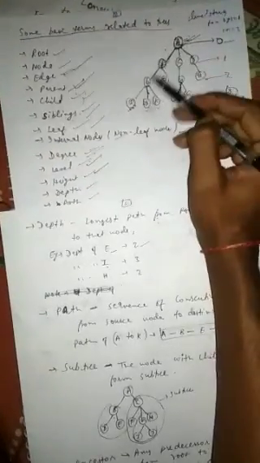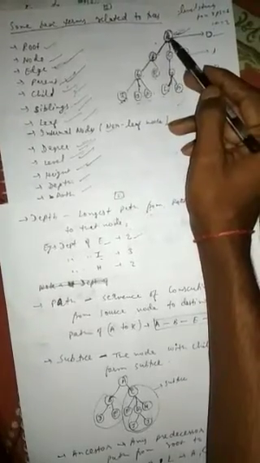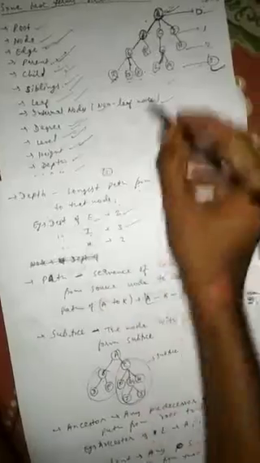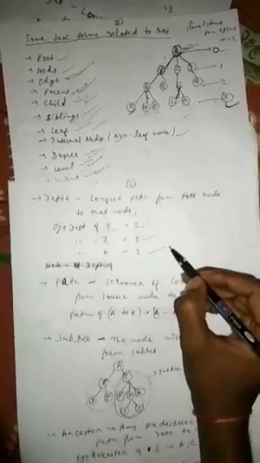And we take the depth of I. What is the longest path from the root node to that node? It means 1, 2, 3. Here 3. When we take H, it means D and A. It means the longest path is 2, from the root node to that node, D and A. So here the depth of H is 2.